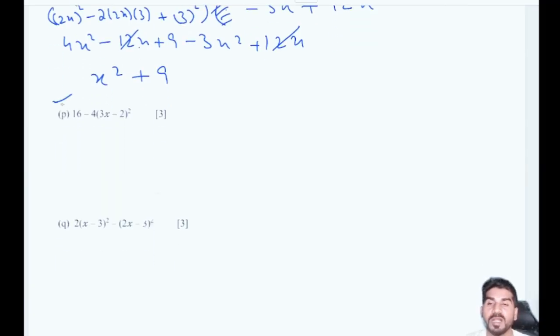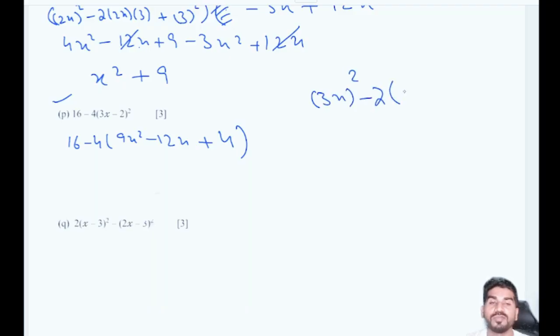Now you can see part P is 16 minus 4 times (3x minus 2) whole square. It will be 3x squared, it will be 9x squared, and there will be 3 times 2 is 6, and 6 times 2 is negative 12x, and there will be the 4. This is again the opening of the formula, which is a squared, a is 3x, then there is negative 2ab, a is 3x, and b is 2, and plus 2 squared. It will be 9x squared minus 12x plus 4.